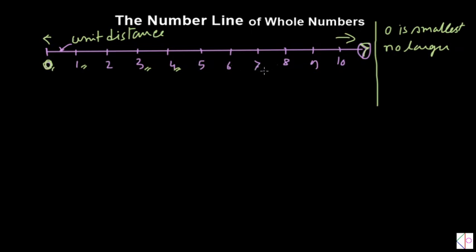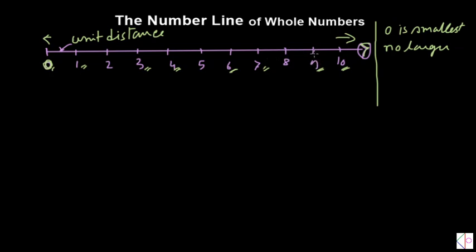What is the predecessor value of 7? Tell me. Okay, 6. We have to subtract 1 from 7. What is the predecessor value of 10? 9. So that way we can visualize it. And we can also compare the values.